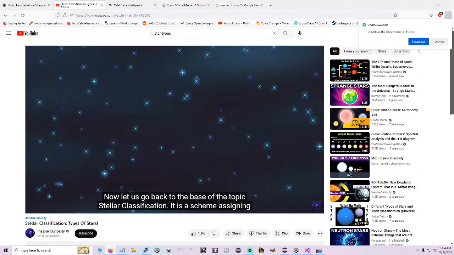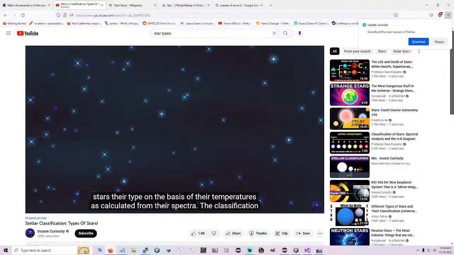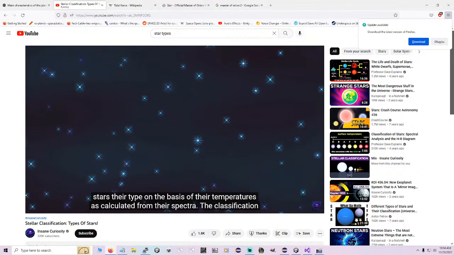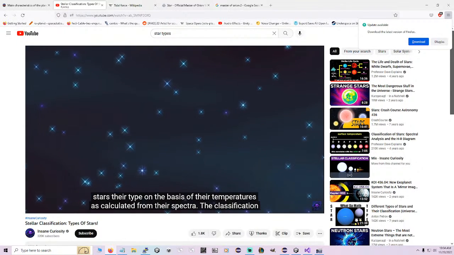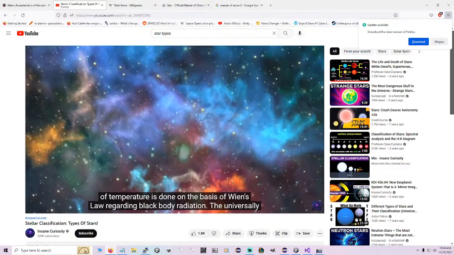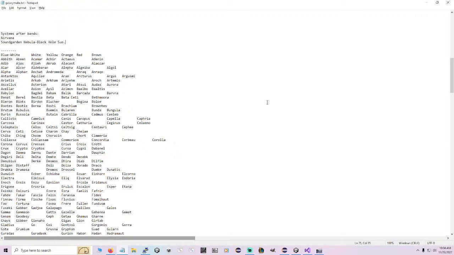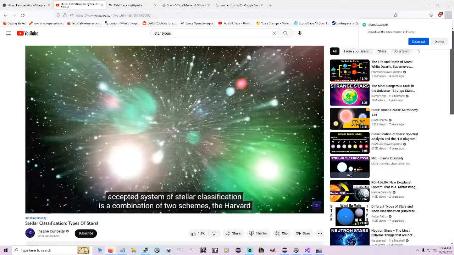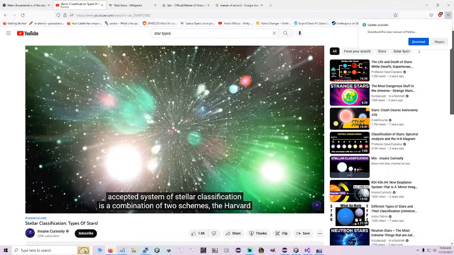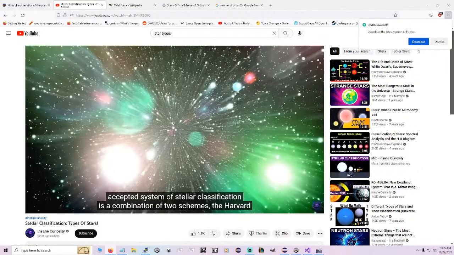It is a scheme assigning stars their type on the basis of their temperatures, as calculated from their spectra. The classification of temperature is done on the basis of Wien's law regarding black body radiation. The universally accepted system of stellar classification is a combination of 2 schemes.